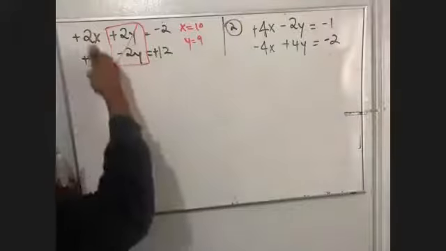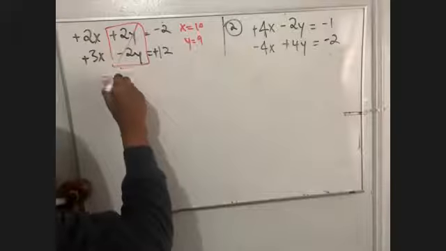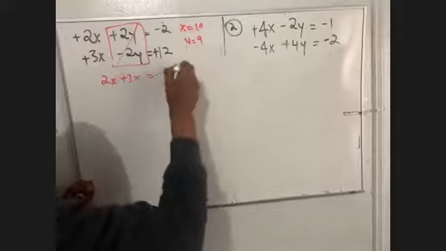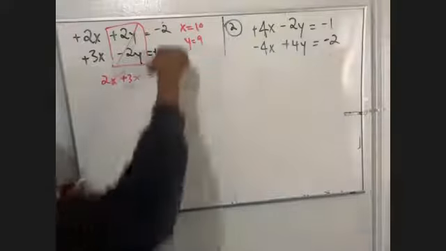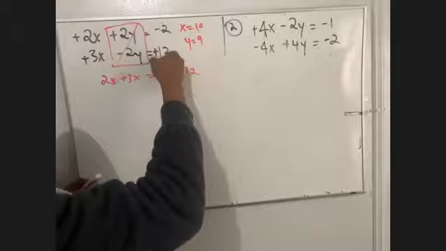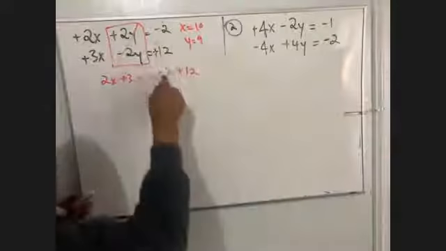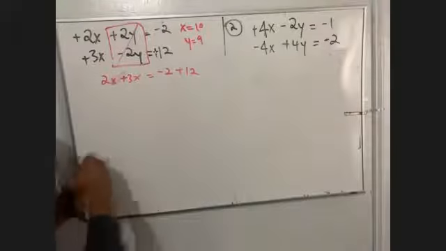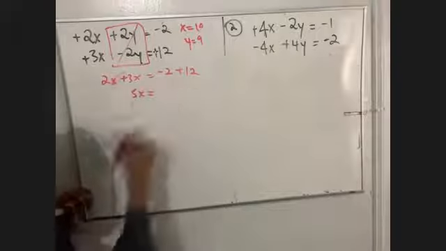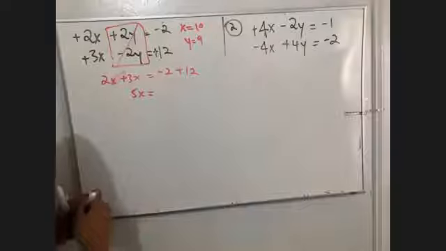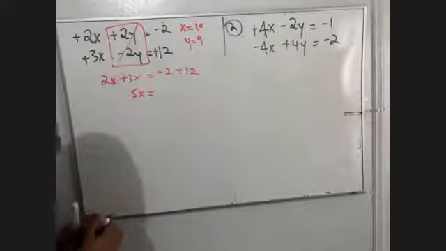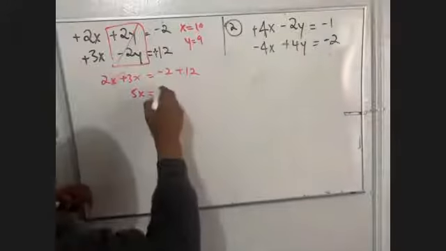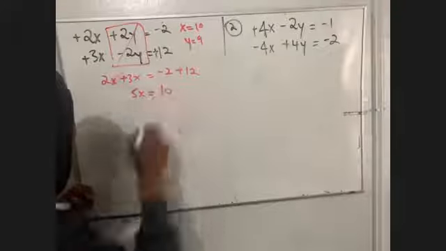Now, what about this? That adds together. 2x plus 3x, -2 plus 12. So as I was saying, you should follow the signs. Follow the signs. Okay, -2 plus 12. So this sign is telling you that you gotta add. 2 plus 3 is 5x. -2 plus 12 should be what? 10.